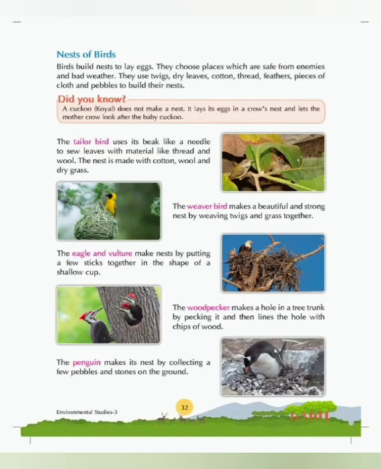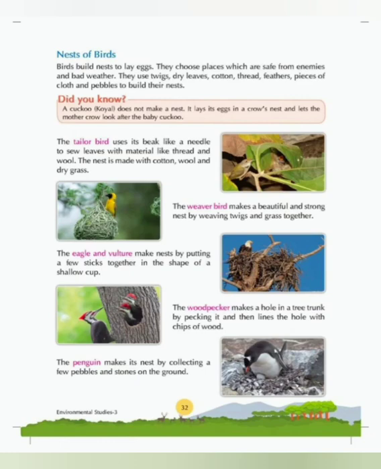The tailor bird uses its beak like a needle to sew leaves with materials like thread and wool. The nest is made with cotton, wool and dry grass. So children, you can see here the tailor bird, it uses its beak like a needle and it literally sews like a tailor. The tailor uses needle and thread to sew the pieces of cloth. Similarly, tailor bird also uses its beak to sew the leaves to make its nest.